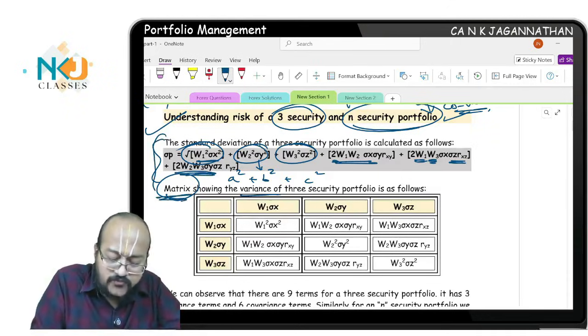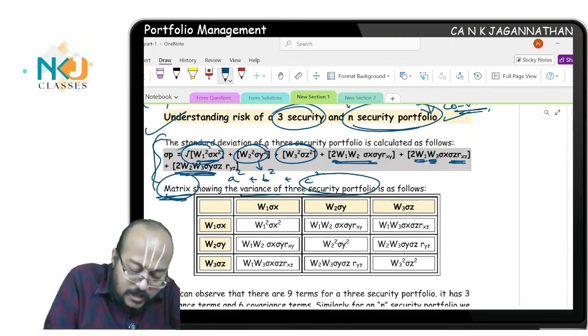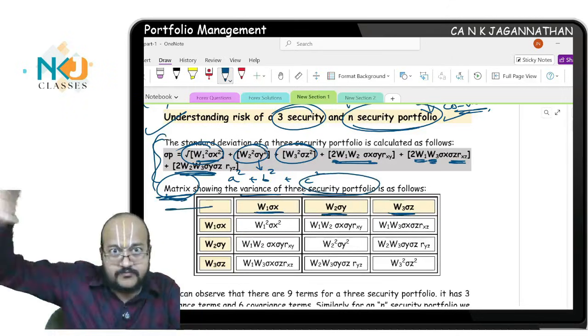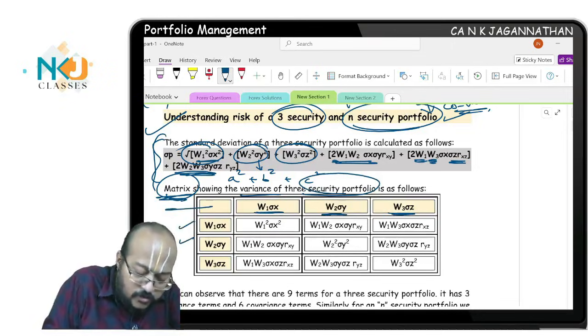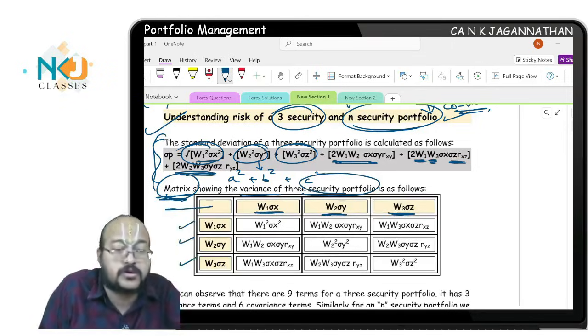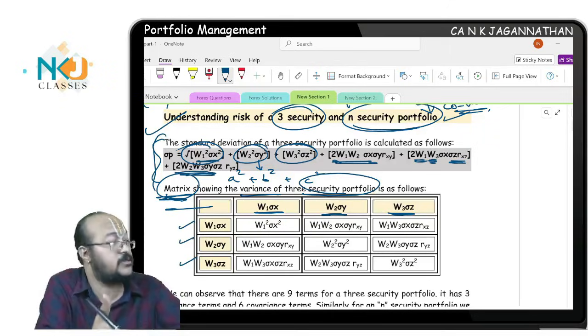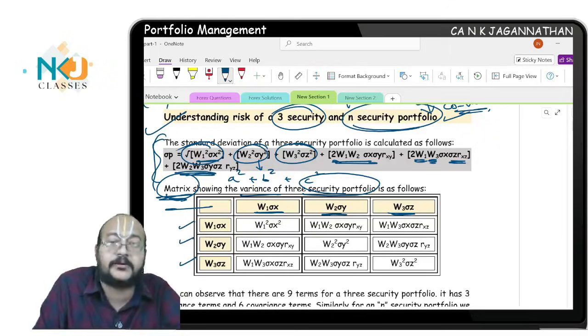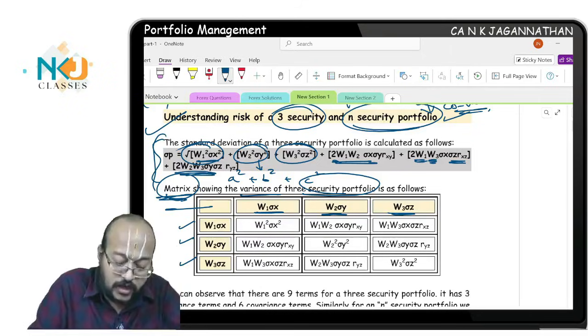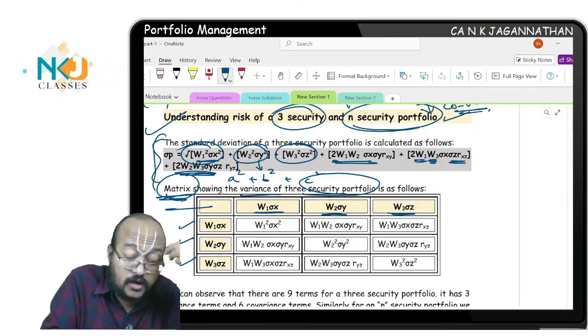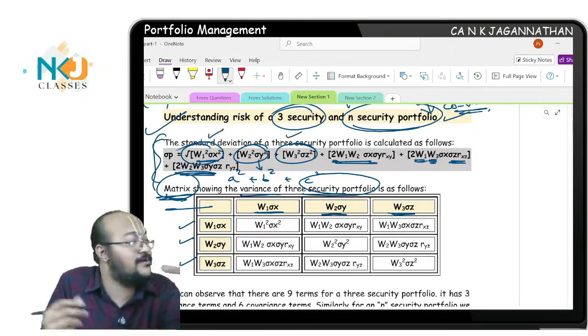Now here is a matrix showing the variance of a 3 security portfolio. Horizontally I put W1 sigma x, W2 sigma y, W3 sigma z, and vertically also W1 sigma x, W2 sigma y, W3 sigma z. Don't think it is irrelevant; in the institute material itself they have given this matrix. One of the questions shows the matrix and asks you to calculate the total risk. So the total risk is nothing but the total variance terms plus the covariance terms.